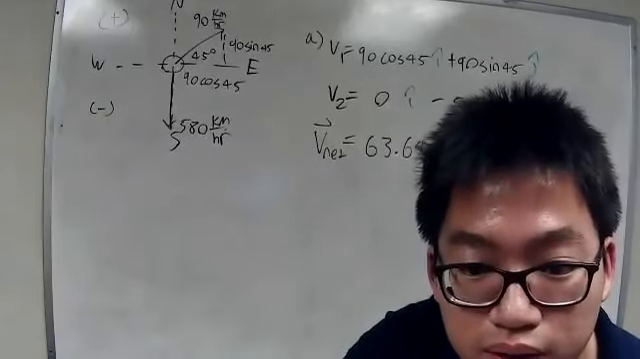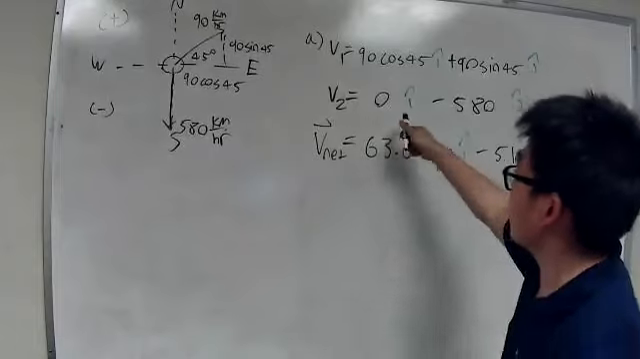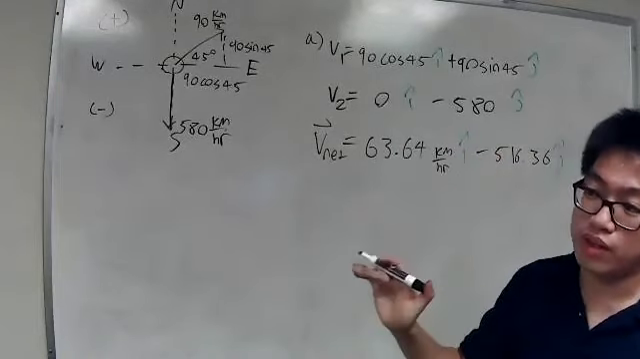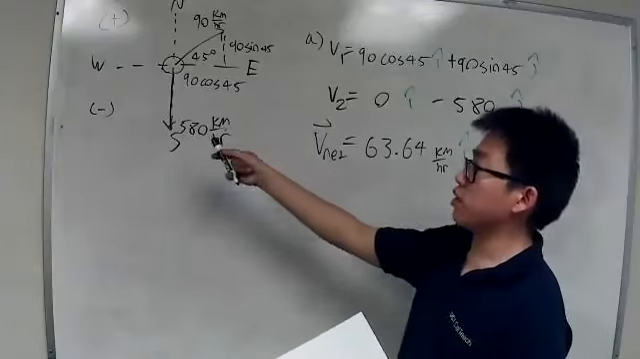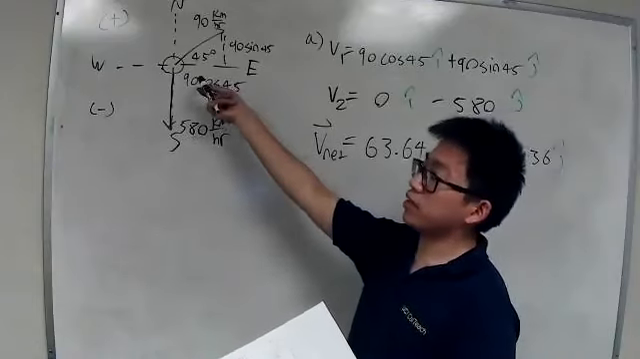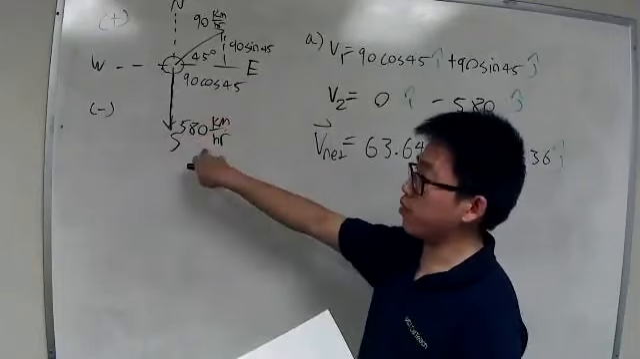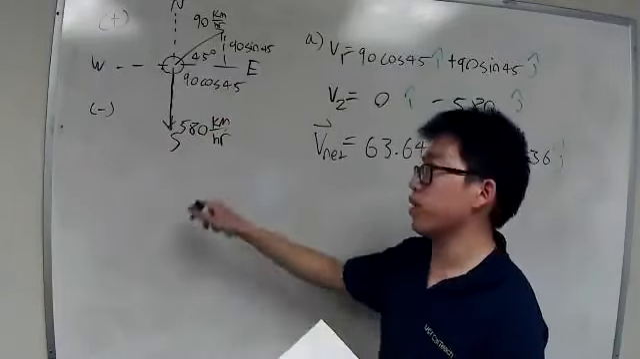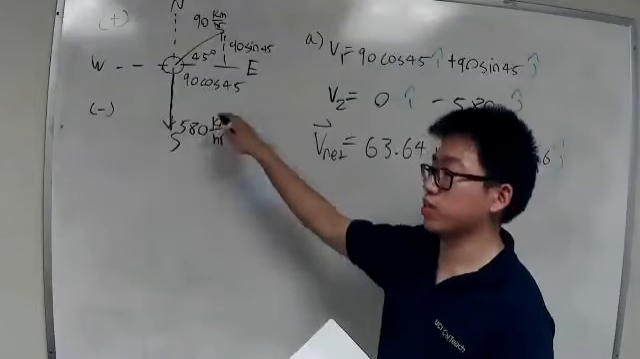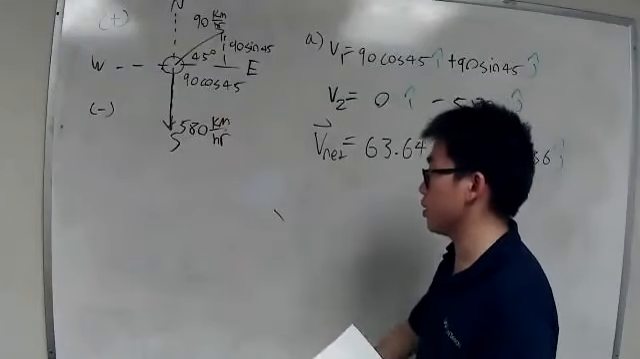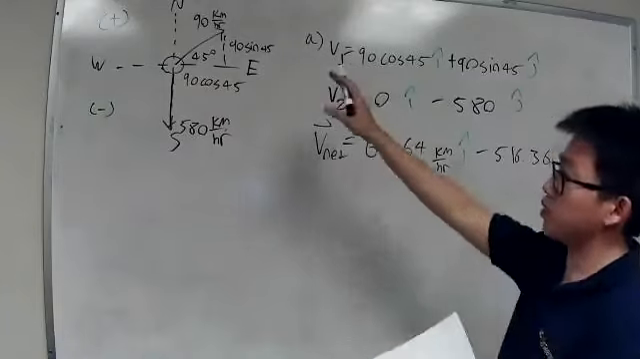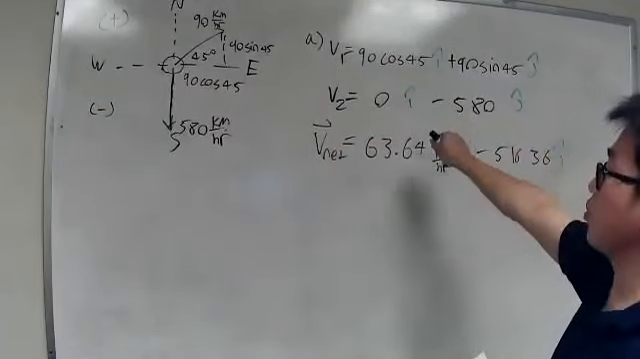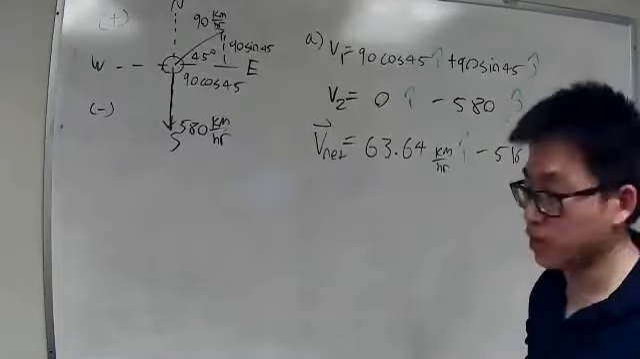So where did the 0 come from for V2? Again, vectors always have an x and a y component. Over here, just remember the plane is moving south at 580 kilometers per hour, so it only has a y component. There's no x component, else it would be tilted or something. So I put 0. And of course, the wind is 90 going from the southwest, so it definitely has an x and a y component.